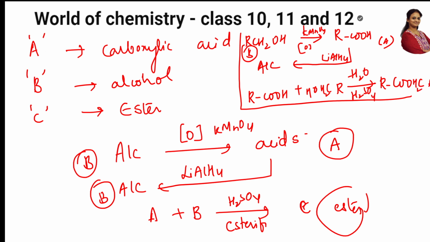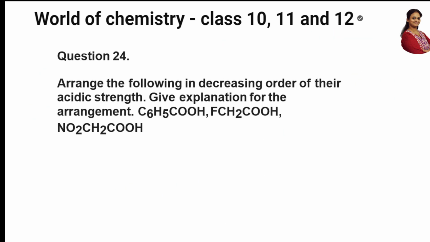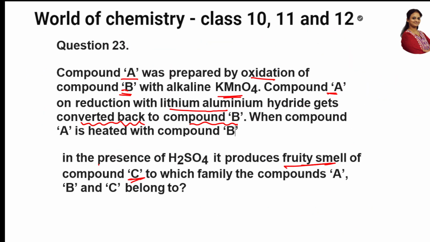RCOOCH2R, my ester, compound C. Got it? Yes. So this is your particular paragraph based reaction, students. Let us see the next question. Shall we go and write here? What was A? This acid. What was B? This alcohol. What was C?